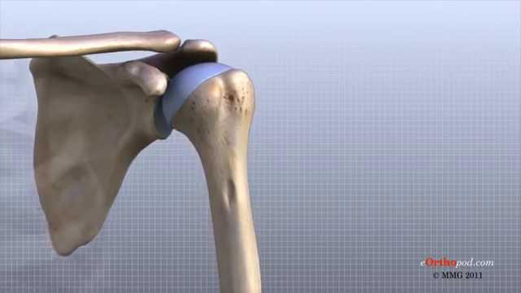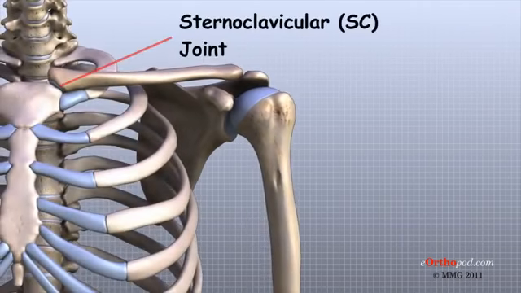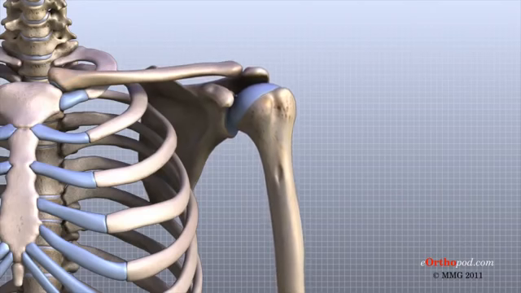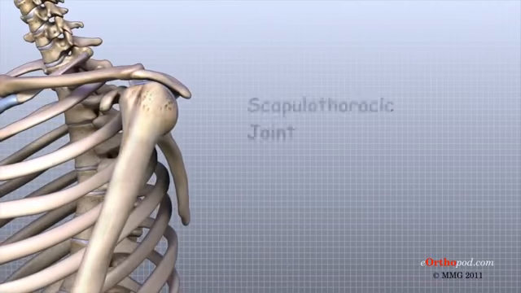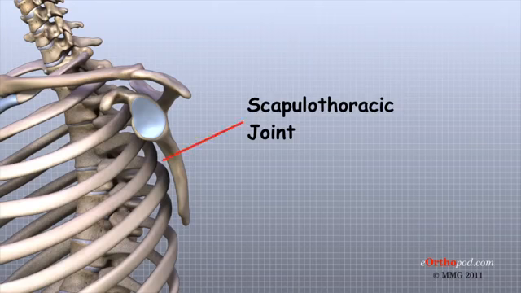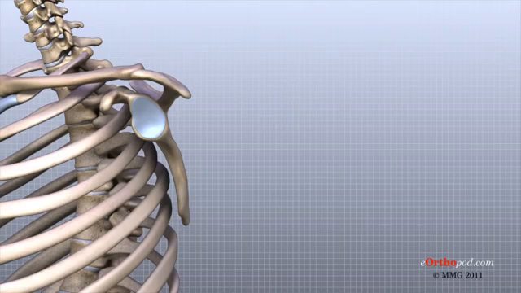The sternoclavicular, or SC joint, supports the connection of the arms and shoulders to the main skeleton on the front of the chest. A false joint is formed where the shoulder blade glides against the rib cage. This joint, called the scapulothoracic joint, is important because it requires that the muscles surrounding the shoulder blade work together to keep the socket properly aligned during shoulder movement.